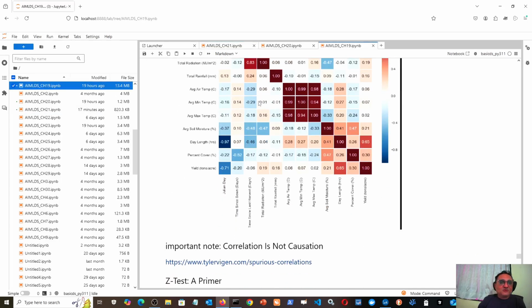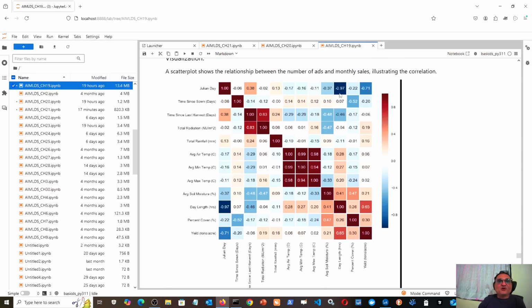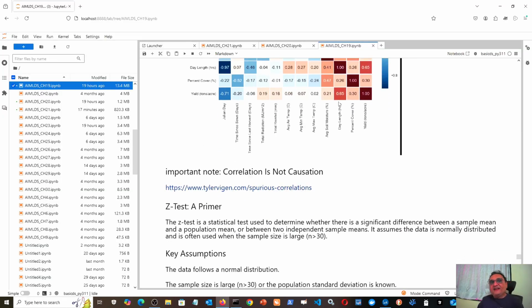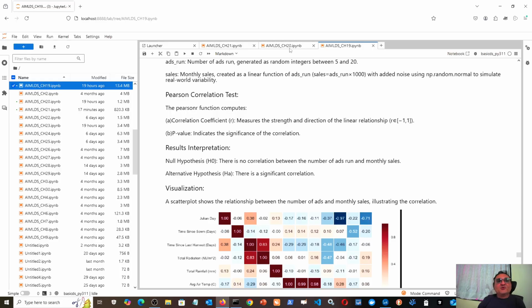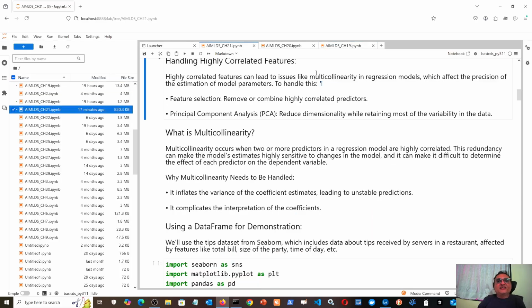That means if I don't remove the features which are highly correlated. One other was also there, this 0.97 between Julian day and day length, right? That feature also should be removed, because if I do not remove it, then the multicollinearity will give metrics which are incorrect. Then what to do for handling that? You can do feature selection. Feature selection is removing or combining highly correlated predictors.